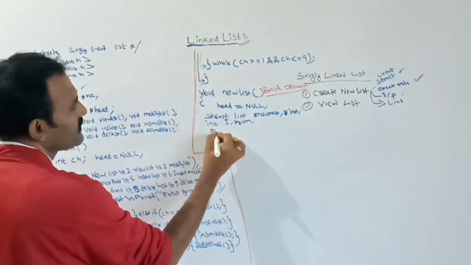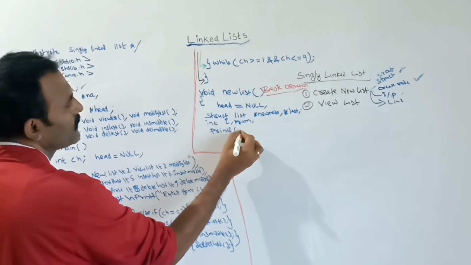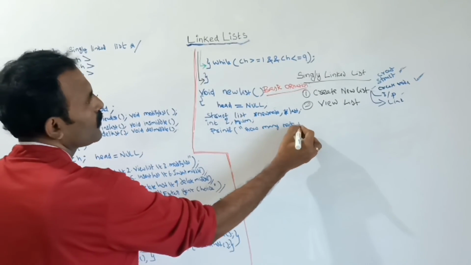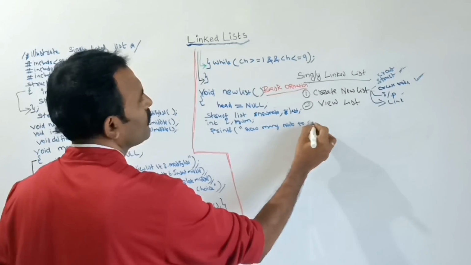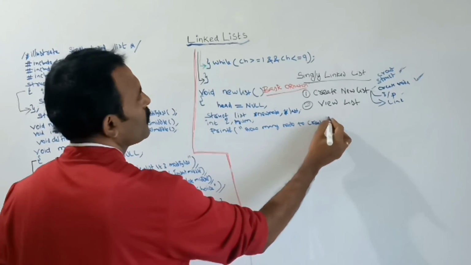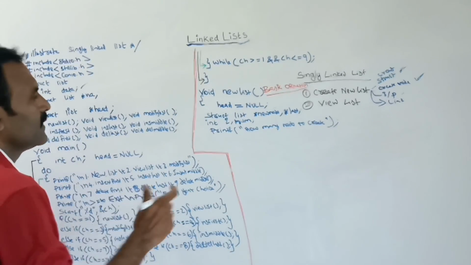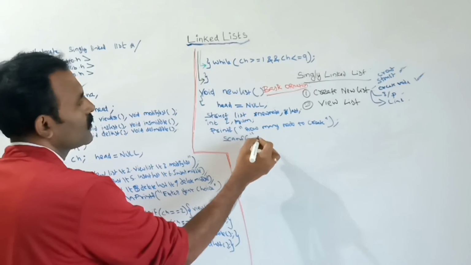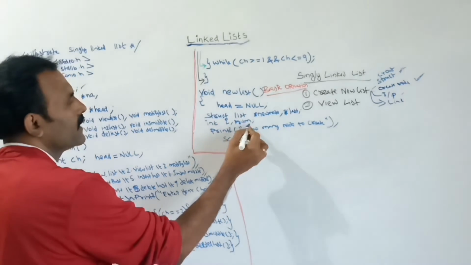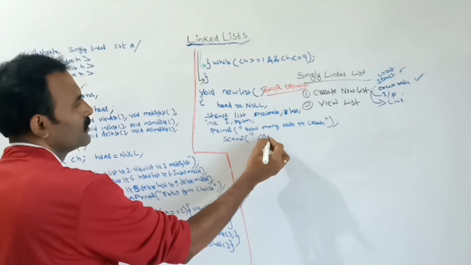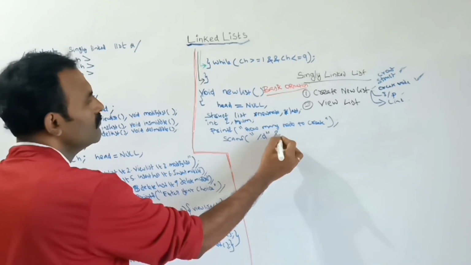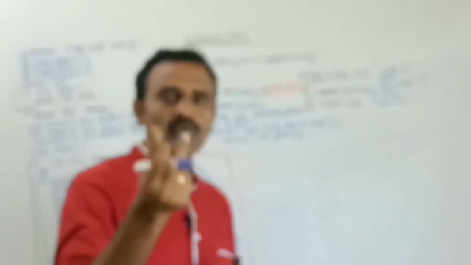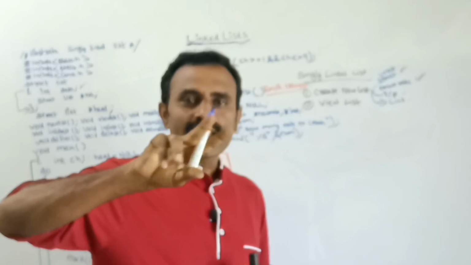In the printf statement I am asking how many nodes to create in the list. With the help of the scanf function we can get the total number of nodes, how many nodes we need, and store it in the variable num. Suppose I give 3, that means I need to create 3 nodes. So the malloc function I should use 3 times.